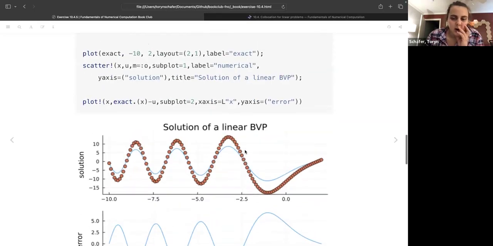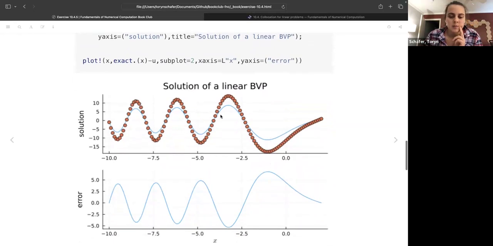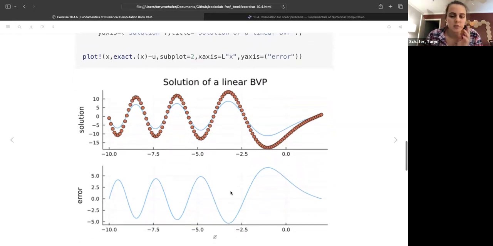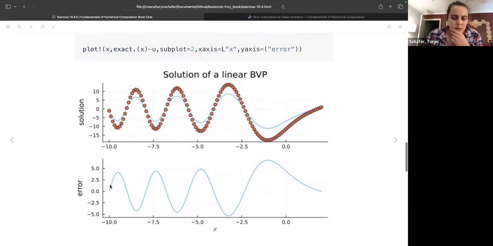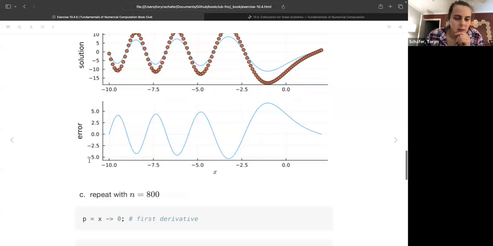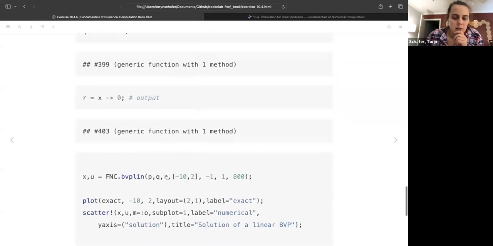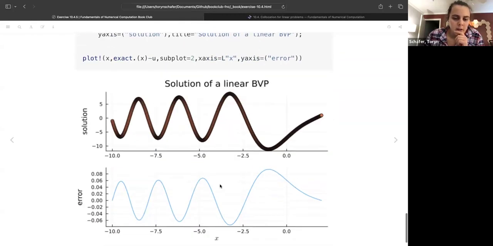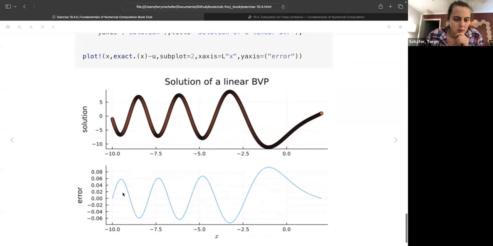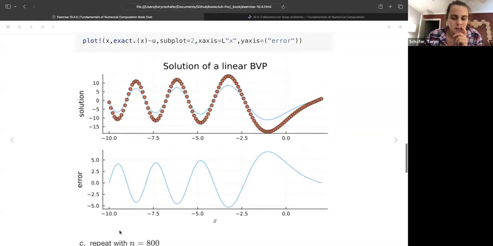Okay, and it says that for 120, the solution will not be very accurate. So it has a similar shape, but it's not the same magnitude peak size. And then the error, again, at the boundaries is 0, and everywhere in between it gets to move around. Okay, so look here at the magnitude. We have from minus 5 to 5. And when we repeat with 800 nodes, it gets better, and the magnitude goes down dramatically. But I guess this is just illustrating.